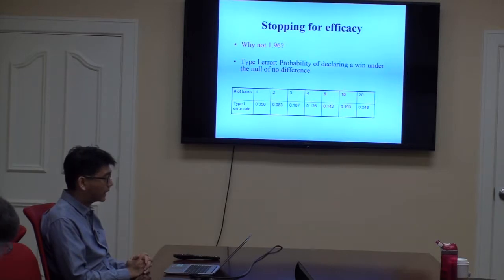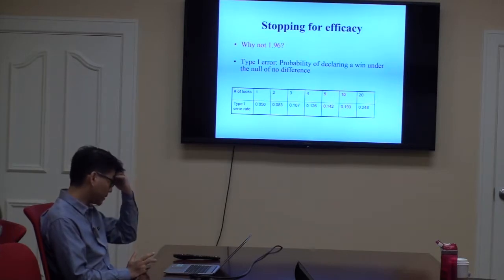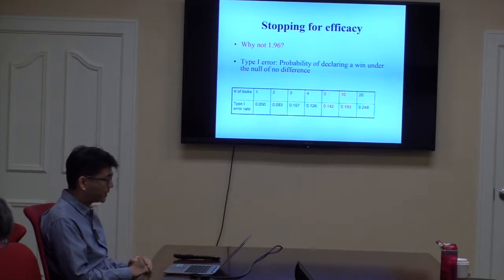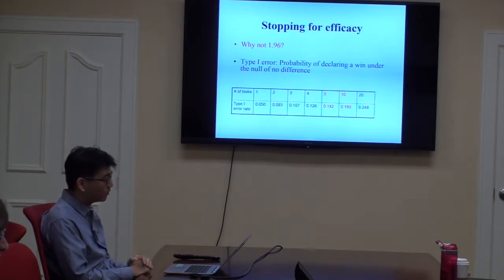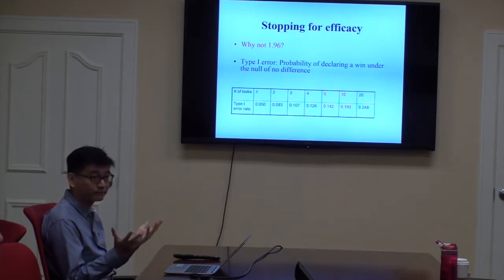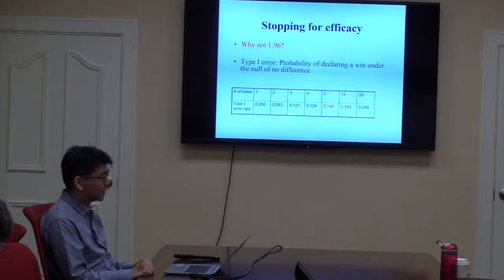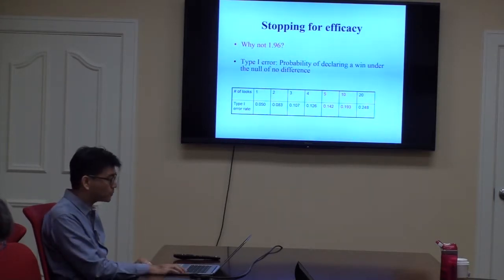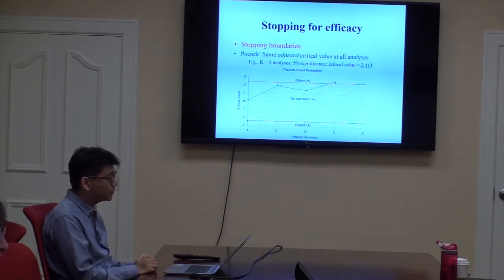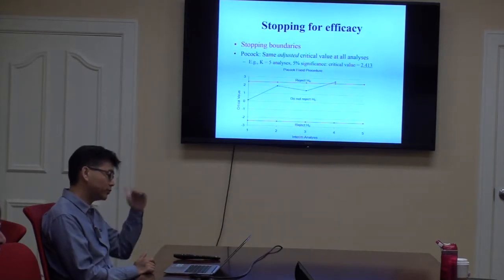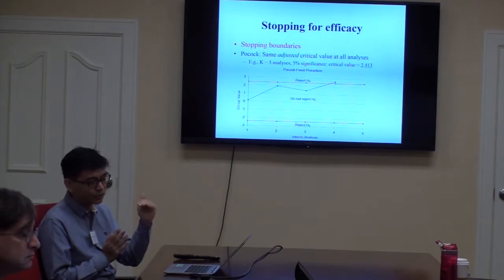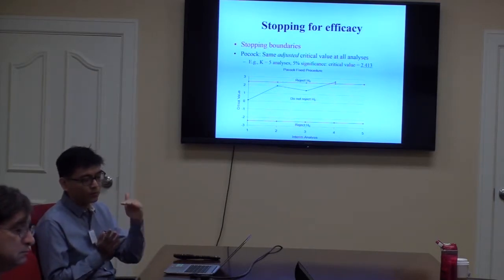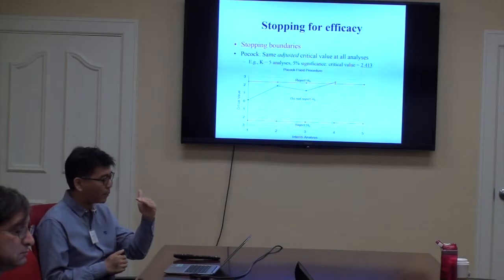In the beta blocker part of the study, with seven analyses, the type 1 error would have been around 1.5 if we were using 1.96. So that's the reason why we do want to adjust. We don't want to use 1.96. So the obvious way to control for type 1 error is to change the threshold, right? Instead of stopping when the Z reaches 1.96, we want to have a higher bar.